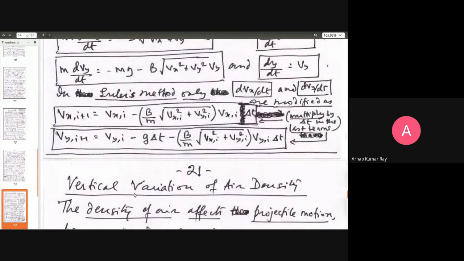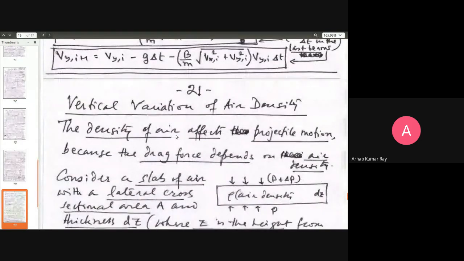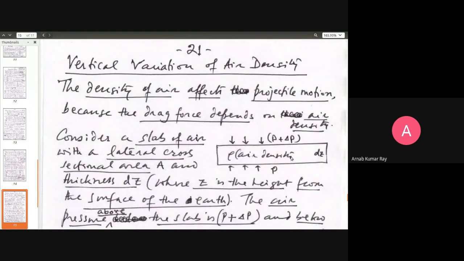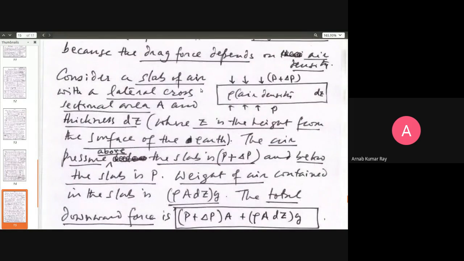I will simply go into discussing how air density varies. But this air density variation also has a bearing on how far your projectile, your missile, can travel. As I've written over here, the density of air affects projectile motion because the drag force depends on air density. Now let us see how air density varies. This is a general discussion. Although it has some implications for projectile and missile technology, the discussion that I will hold will have general applicability.